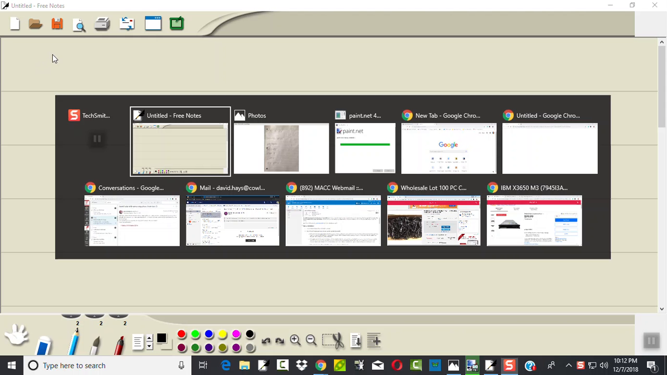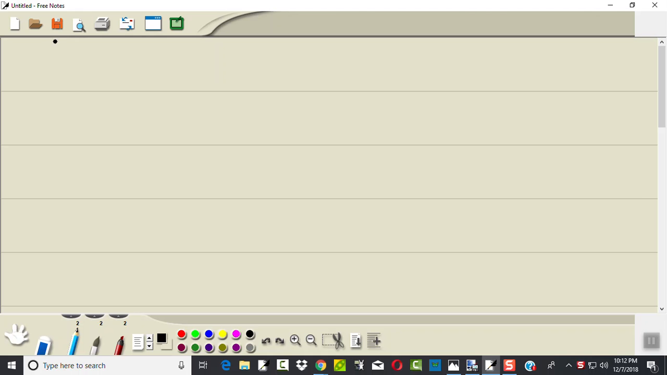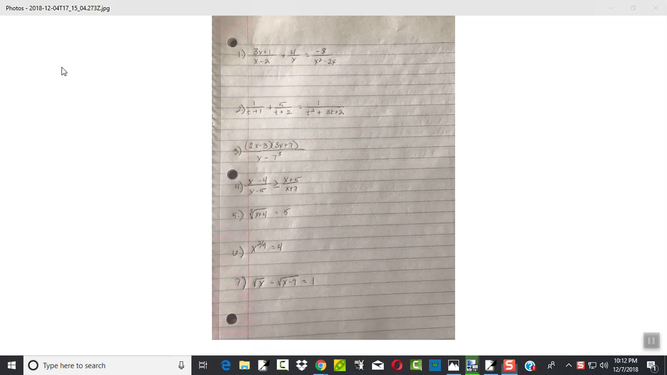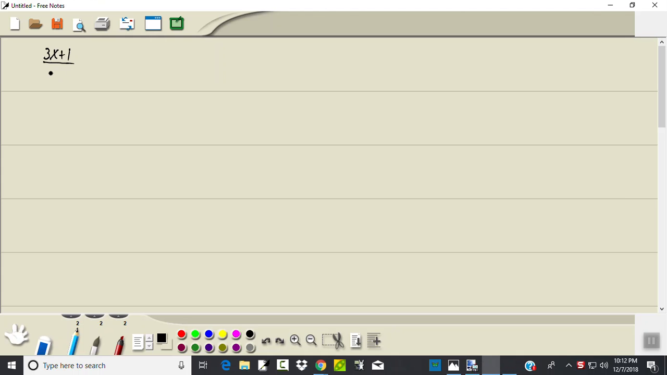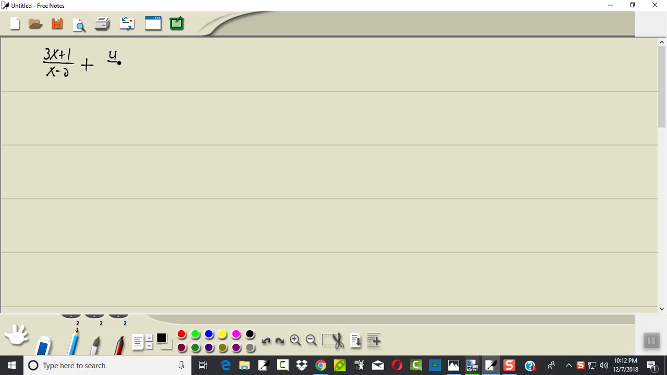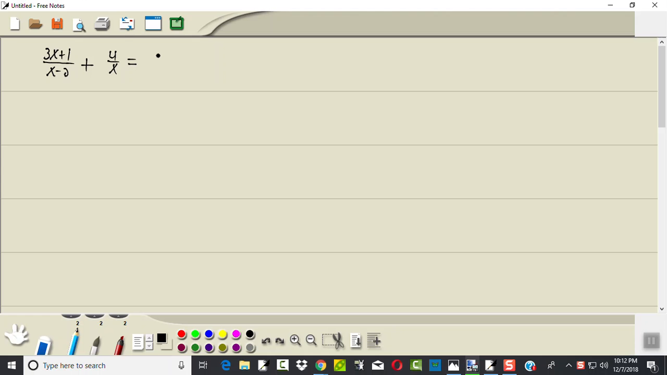Okay. Let's take a look at this first one. We got (3x + 1)/(x - 2) + 4/x = -8/(x² - 2x). Now this is a rational equation.